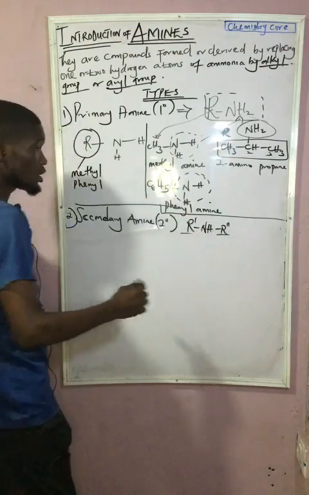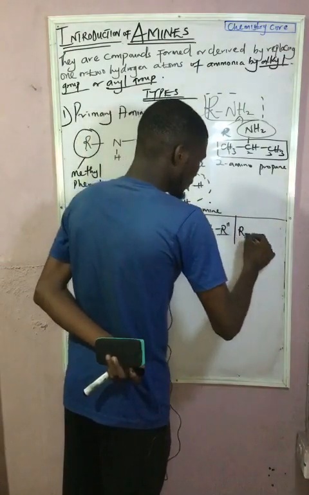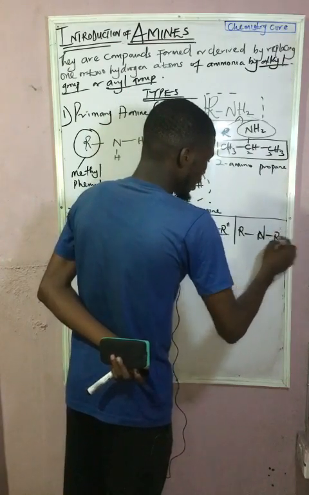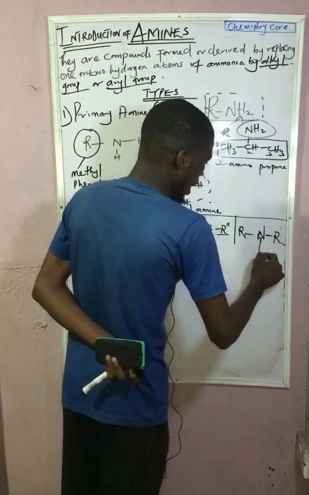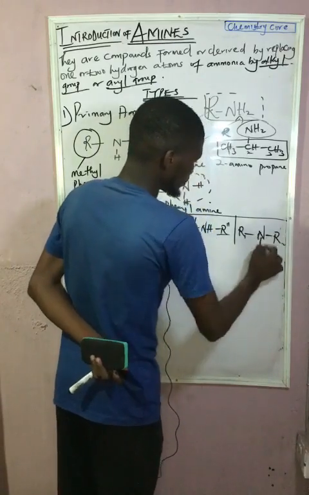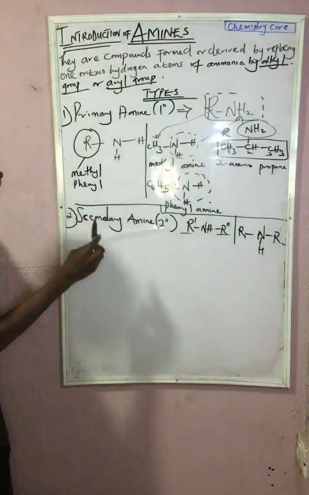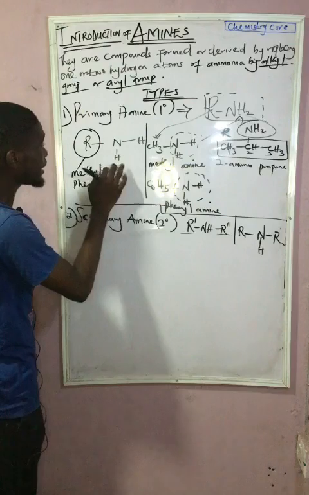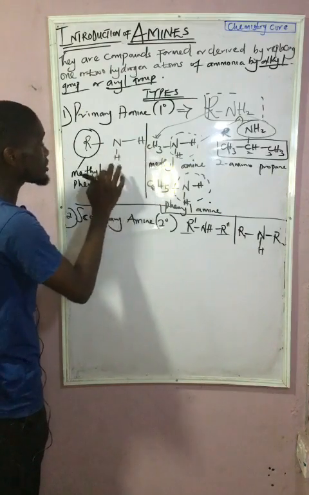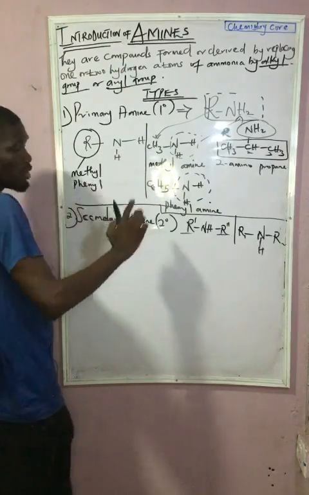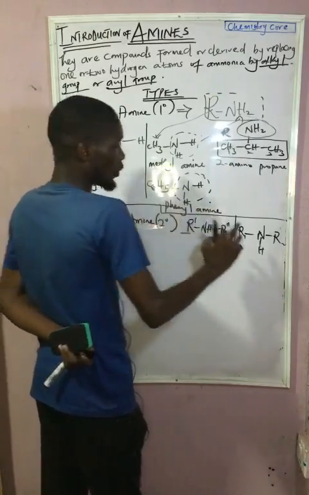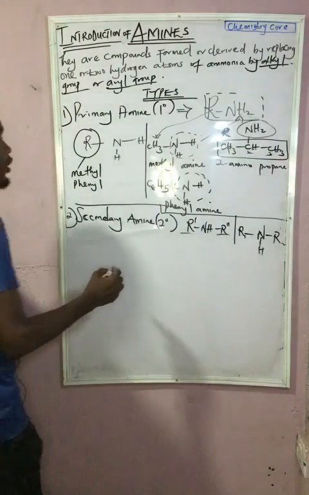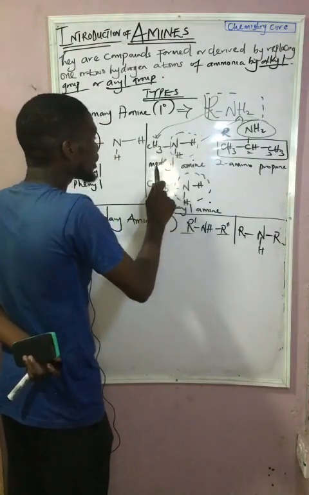So now let's have it in the general form. We have R, we have N, we have R here. So you can take R1 and R2, and we have H here. So now you can see it. The difference between secondary and primary is that for every primary amine, two hydrogen atoms are attached to it with one alkyl, but for every secondary amine, we have one hydrogen atom attached to it with two alkyl groups.